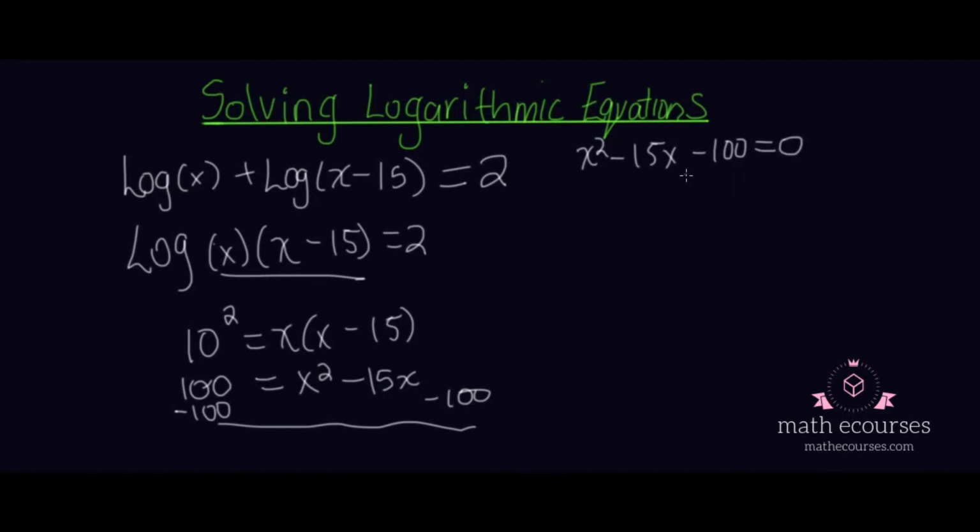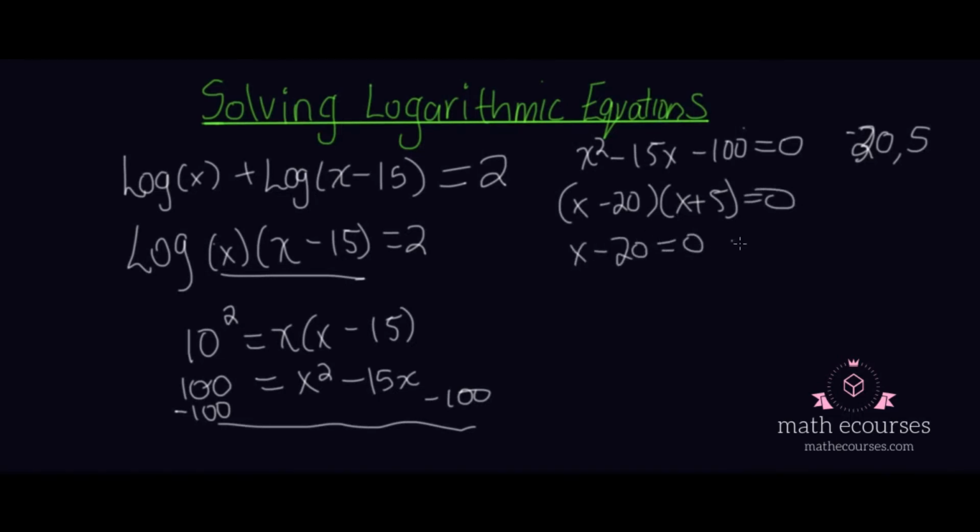I can factor this by looking for two numbers that multiply to negative 100, and the same two numbers must add up to negative 15. That is negative 20 and 5. Negative 20 times 5 is negative 100. Negative 20 plus 5 is negative 15. So I have x minus 20, x plus 5 equals 0. I'm now ready to split them up and solve.